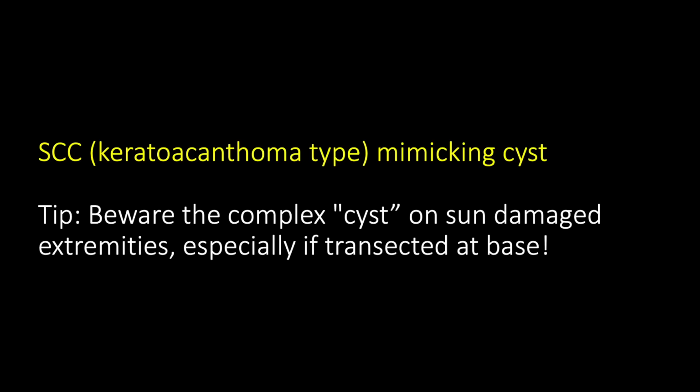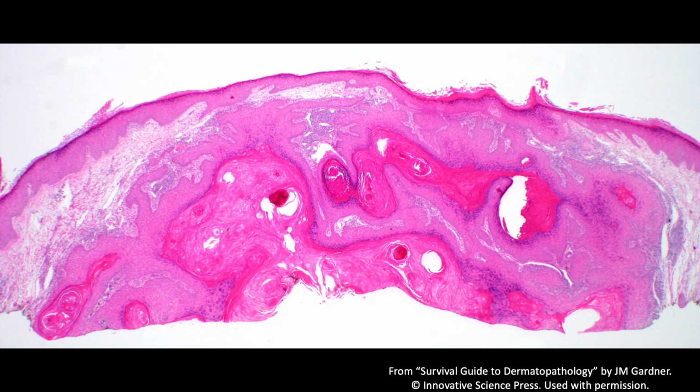So the tip here is beware the complex cyst on sun-damaged skin, especially if you can't see the base of it. We don't see cysts on like the forearm that often, and especially if you see one right up close to the epidermis and it's very complex like that, even if it's just no atypia and is glassy keratinocytes like this, to me, I want to see the base of that lesion ideally, or if it depends on my level of suspicion, but I'll add a comment that, this is a cystic squamous proliferation.